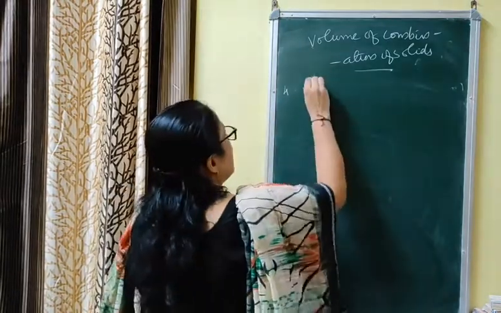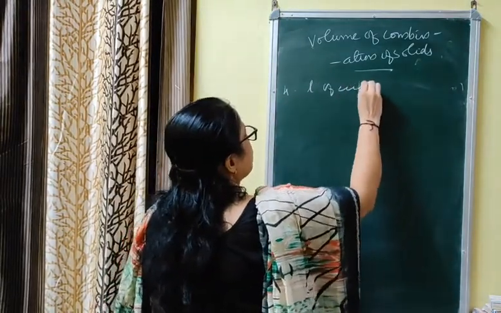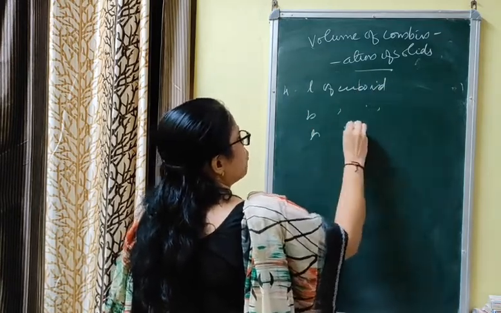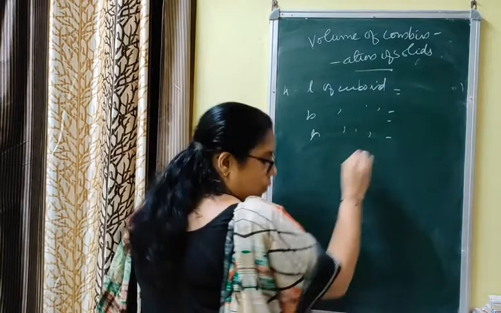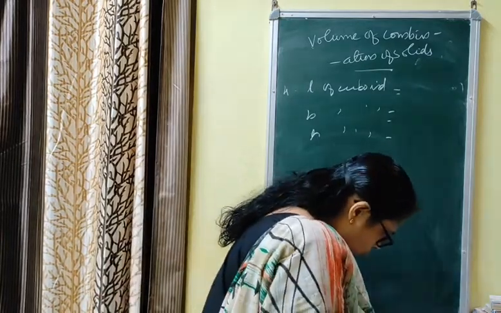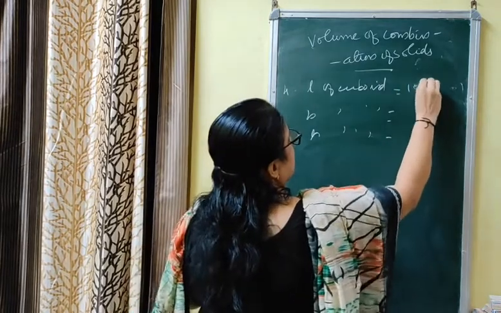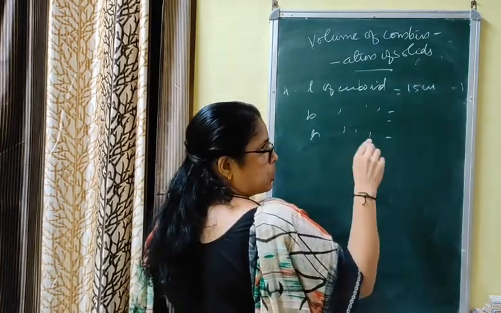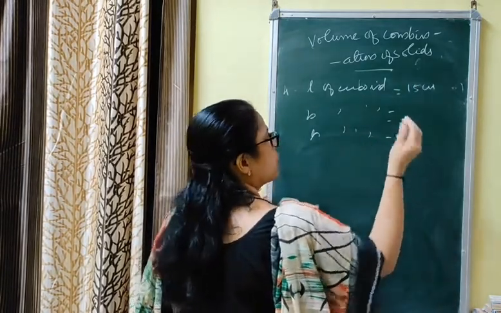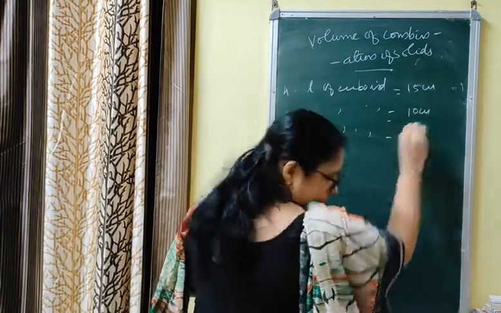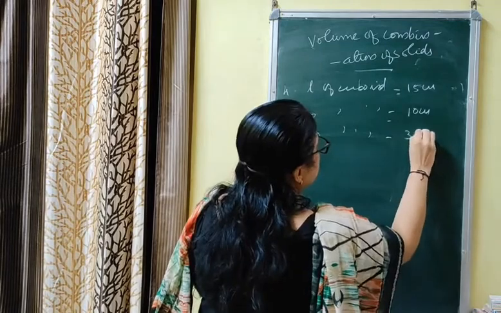What you are given: L of the cuboidal stand, B of the cuboid and H of the cuboid. First of all, write the given things. You are given L of the cuboid. What is the length of the cuboid? 15 centimeter. In the problem, first is 2 by 3 by 4, meaning 2 is length, 3 is breadth, 4 is height. Length is 15 centimeter, breadth is 10 centimeter and height is 3.5 centimeter.